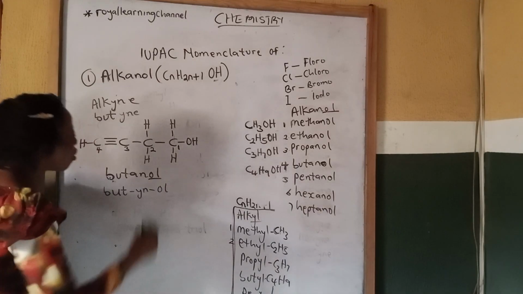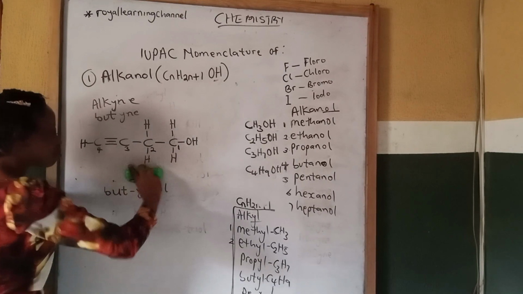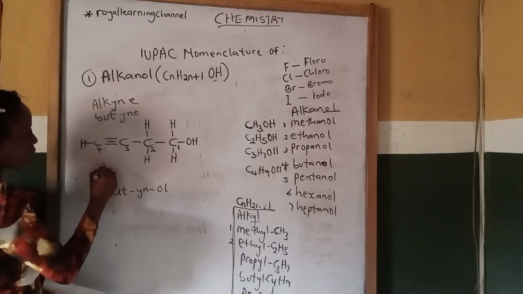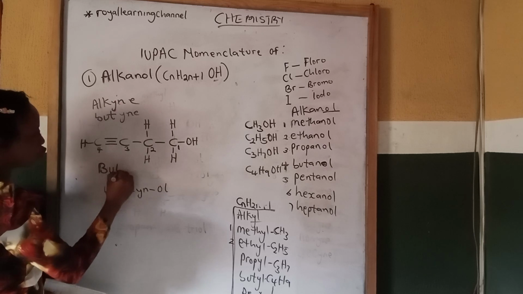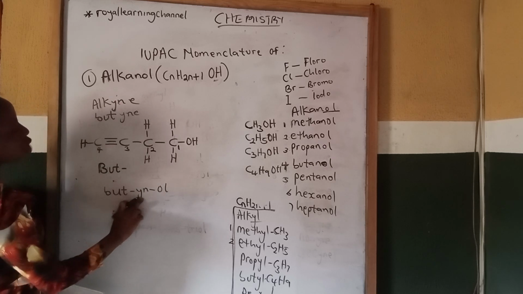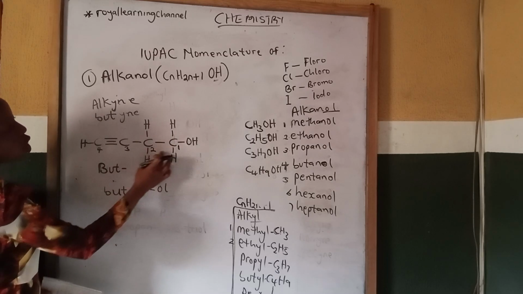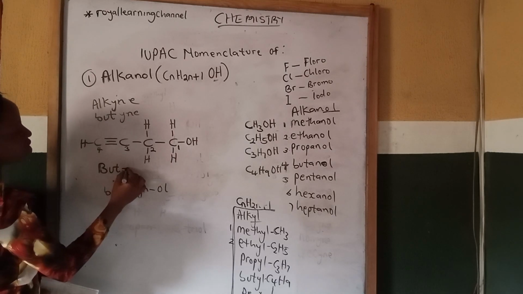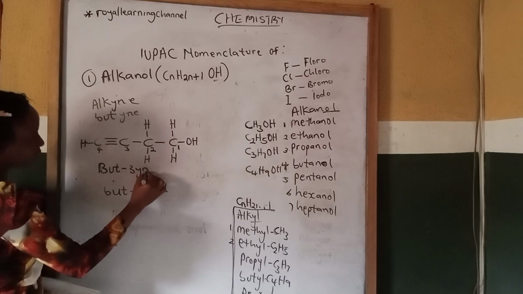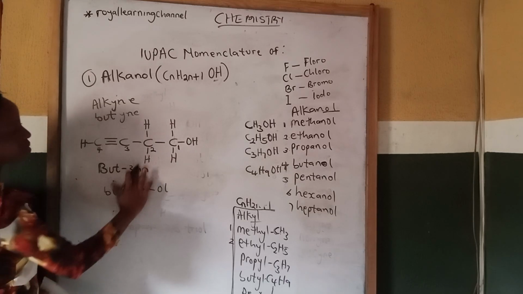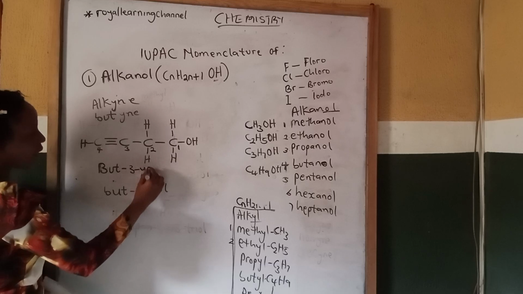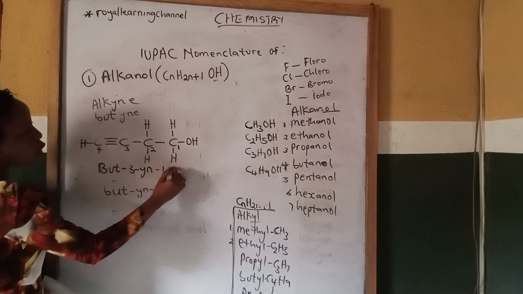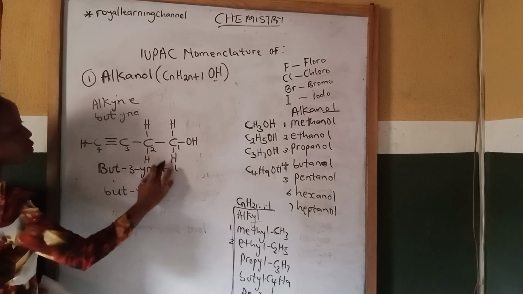Now we have to name the position of ine and ol. Then the name of this structure will now be but. The ine is on the 3rd carbon atom: 1, 2, 3. Your ine is your triple bond. So we call it but-3-ine. Then the ol is on the 1st carbon atom, 1-ol.